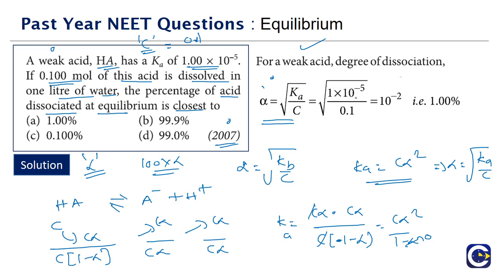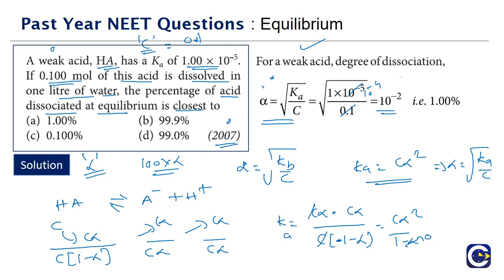1 into 10 power minus 5. Divide by C is what? Just now we discussed: C will be, if 0.1 mole of the acid is dissolved in 1 liter, what is the concentration of the acid? 0.1. So we can see that this will be 10 power minus 4. Root 10 power minus 4 is what? 10 power minus 2. So 10 power minus 2 is alpha.